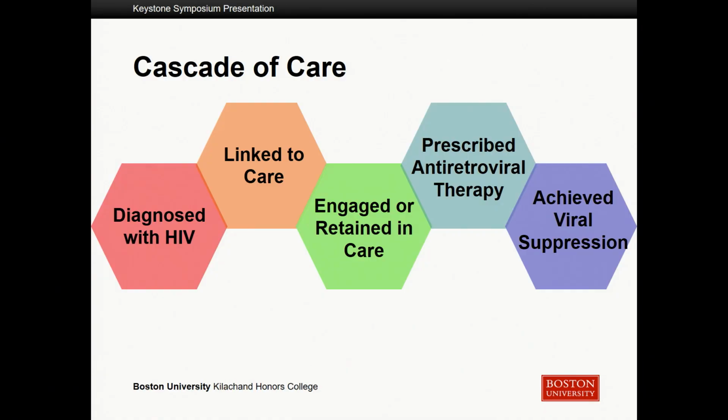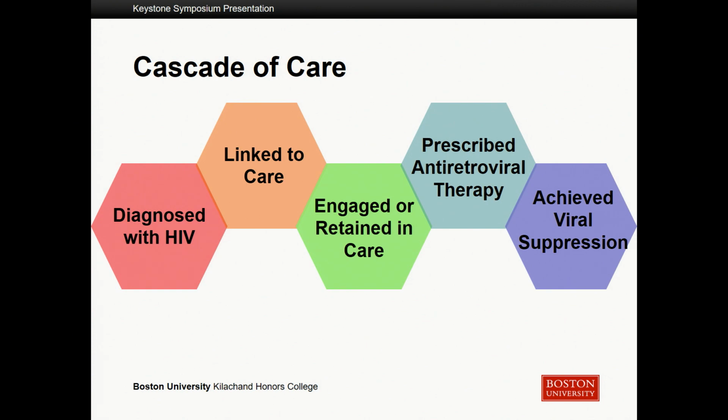And then the cascade of care is a series of 5 hexagons, essentially the steps you go through when you become HIV positive. The first step, obviously, is that you are diagnosed with HIV. The second step is that you are then linked to care, so you go to a doctor. Your third step is that you are engaged and retained in care, which means that once you see that doctor, you continue to see that doctor and you show up to your appointments.